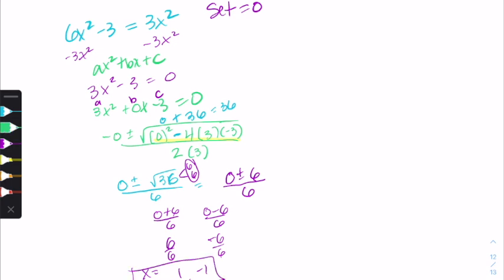Now, I also could have gone from this point, well, 0 plus or minus anything is just the number, so I could have done plus or minus 6 over 6, and then reduced these numbers here. So then I would get plus or minus 1, and then notice that would be the same thing that we got here. Right? So you could write this answer as 1 and negative 1, or you could do plus or minus 1. Both of those are acceptable ways to look at it.